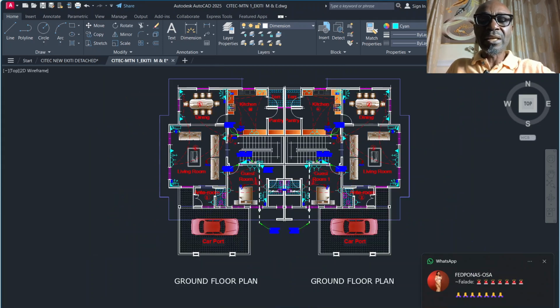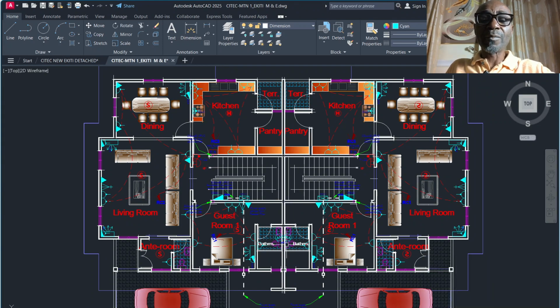Now, this is a twin, a semi-detached. So let's dwell on one of the detached. After measuring all of this cable, I will now count the number of sockets I have here, and I will divide the linear meter I have here by the number of points. It will give me the average length for each of those points.